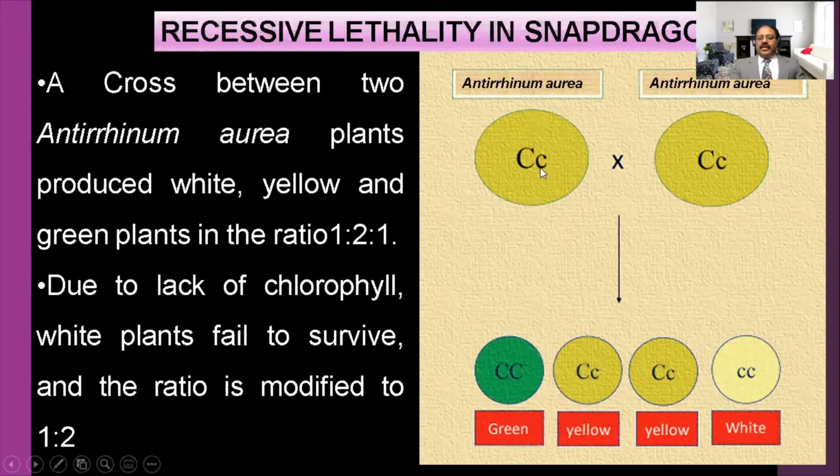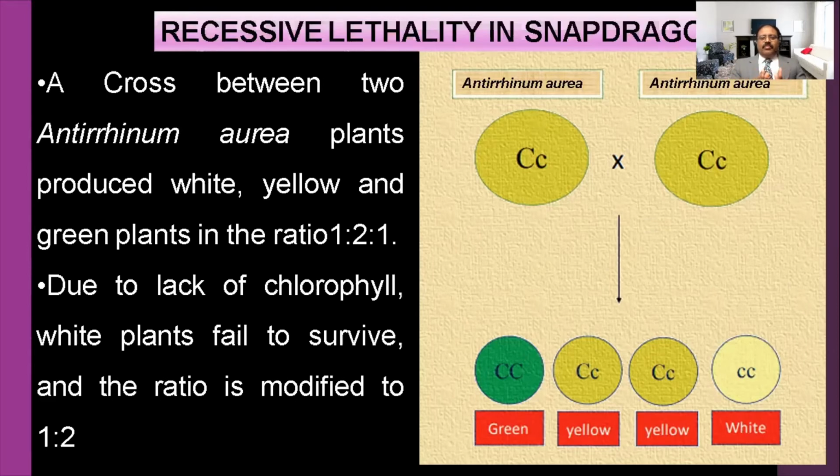Then the last one, small c and small c. When small c and small c is formed, it is a recessive character. Okay, so a white color plant. In this case, what happened? Here, because of the entire white color, the white color snapdragon plant can't produce the food substance, or can't synthesize the food. Usually plants are autotrophic organisms, but here it is not able to produce its food. That means it can't do photosynthesis.